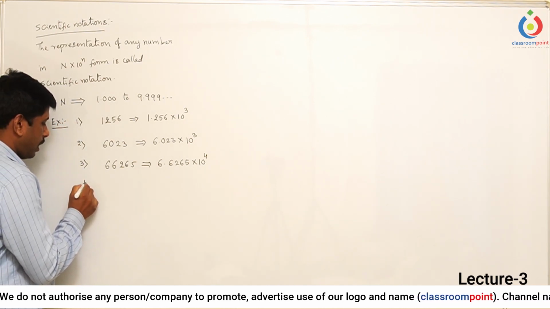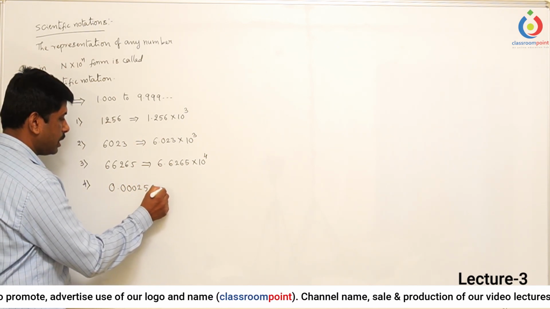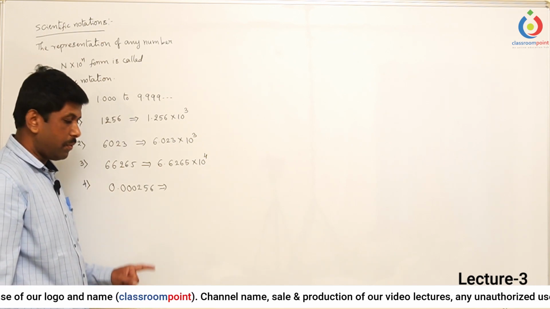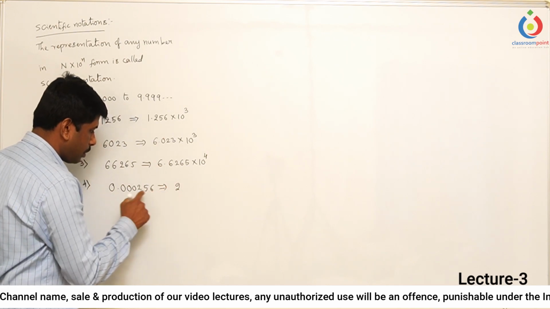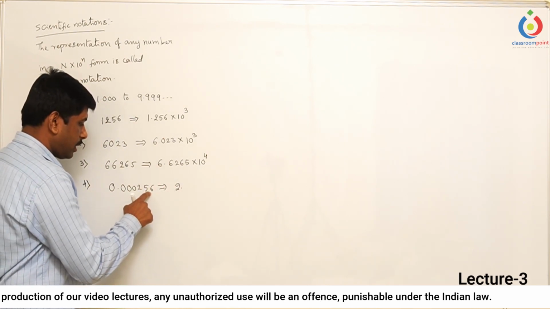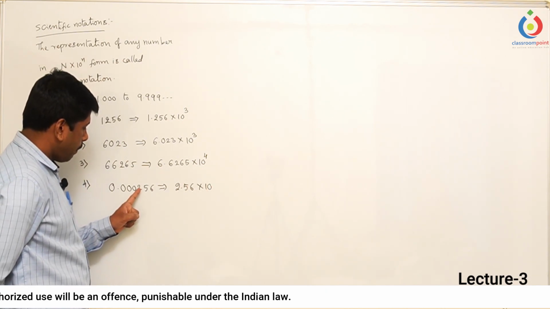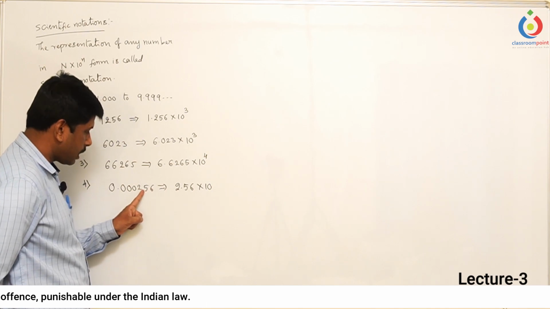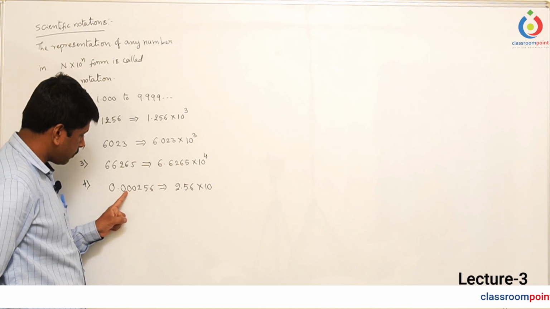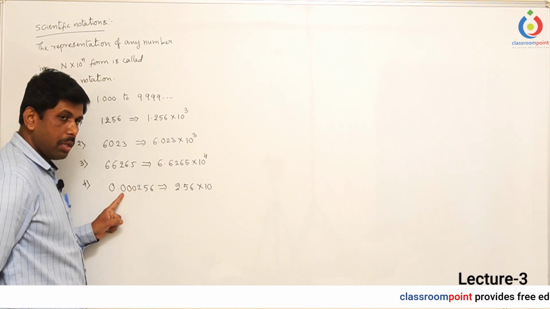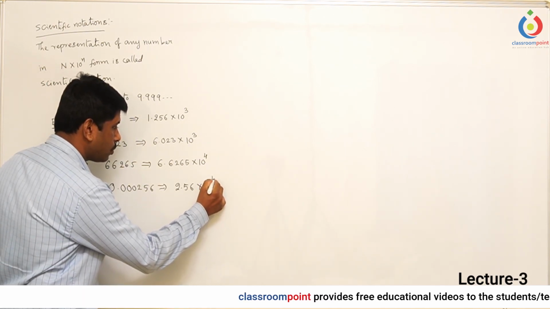Let us take other, smaller values now. 0.000256 is there. Which is the first non-zero digit here? The first non-zero digit is 2, so you write down 2, put the decimal point, and next write down the remaining values 5 and 6, into 10 power. Here we put the decimal point after the 2, so before the decimal position, how many digits did we leave? 1, 2, 3, 4. If they are present before the decimal position, then we have to write it as a minus value, so minus 4.